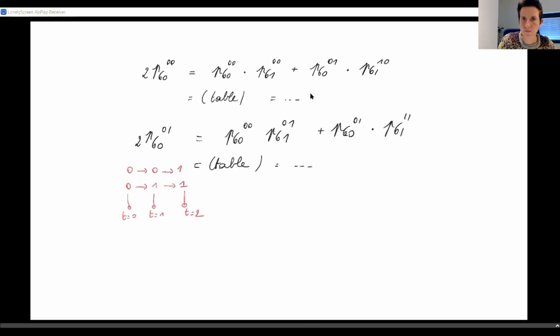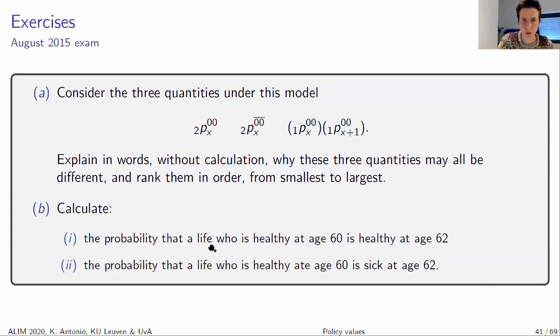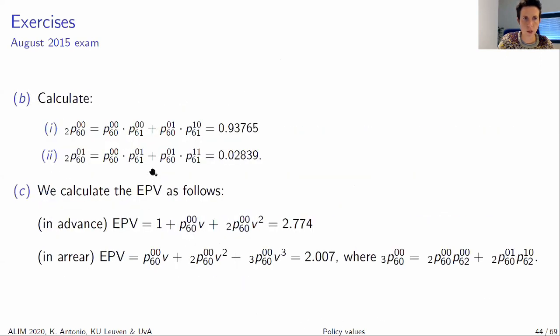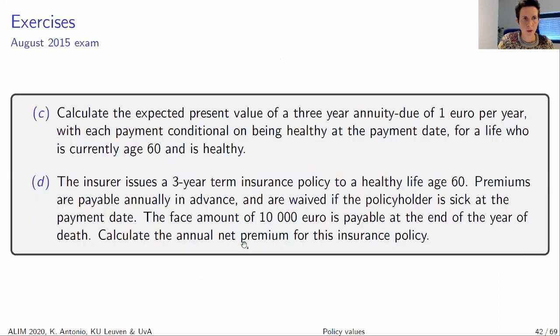Does that make sense? So that was my question B. So nothing spectacular here, I would say. Those are the probabilities that I had to calculate, for which you can see the numerics over here. Then part C and part D in this question.